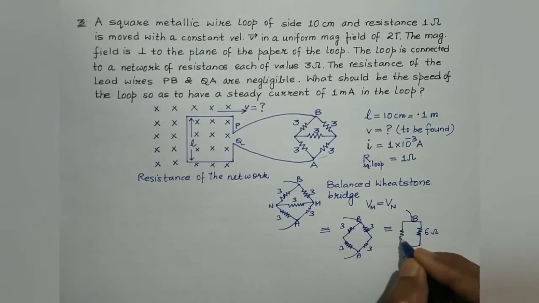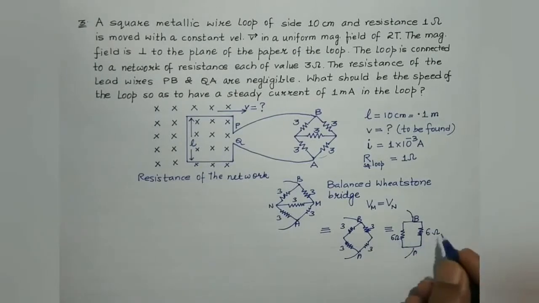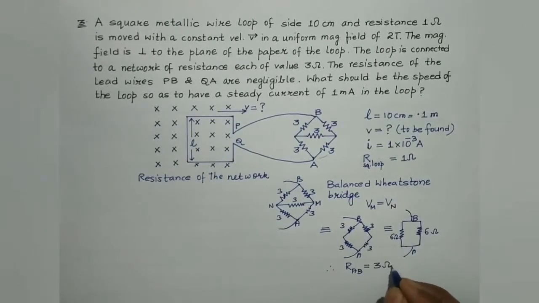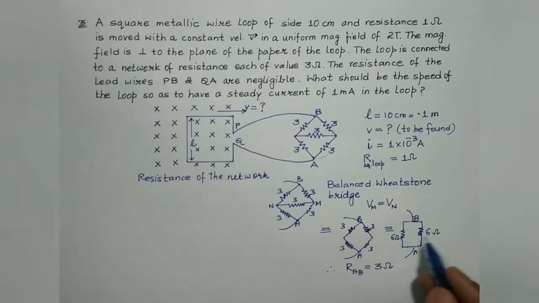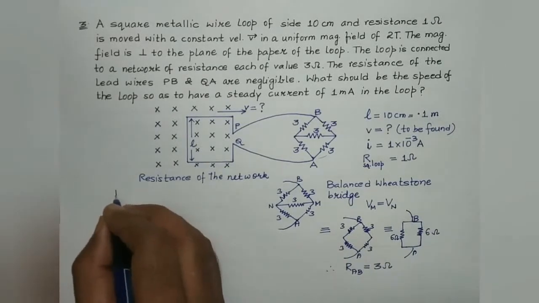And these two, 3 and 3, are connected in series. It will give us 6 ohm. 6 and 6 are connected in parallel. Therefore the effective resistance between the points A and B would be equal to 3 ohm. Right? 6 and 6 are connected in parallel, so the resultant would be equal to half of the individual value. Clear?